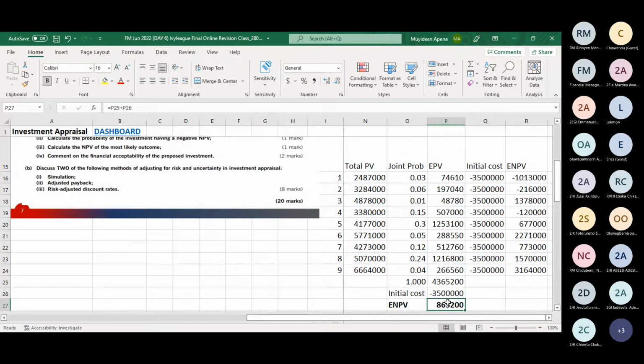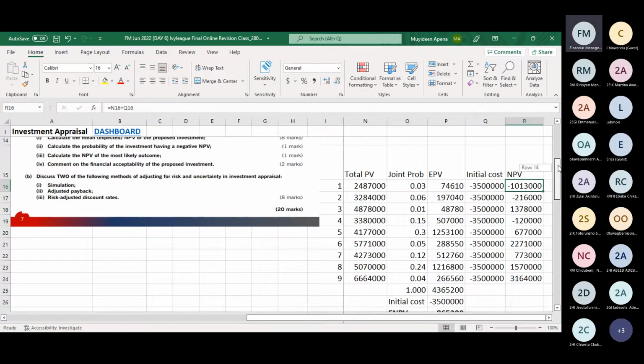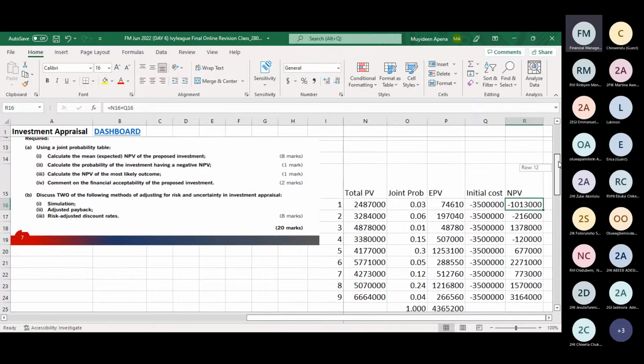The other column where we have expected net present values, will it sum up to this 86,200? No, it's not going to sum up. It's the NPV of each scenario, which is what we're asked to calculate here. Calculate the probability of the investment having a negative NPV.